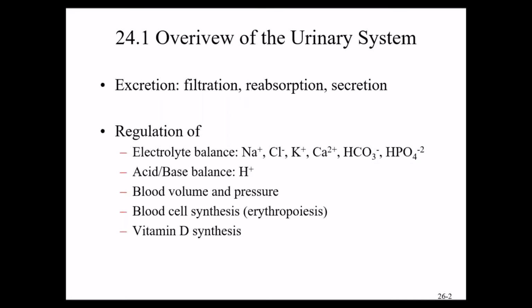The kidneys produce a hormone, and that's called erythropoietin. That was mentioned briefly back in chapter 19, but erythropoietin is a hormone that helps in the process of blood cell erythropoiesis or blood cell synthesis, and then it helps in the process to make vitamin D as well.